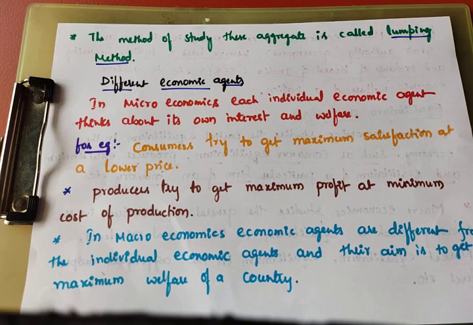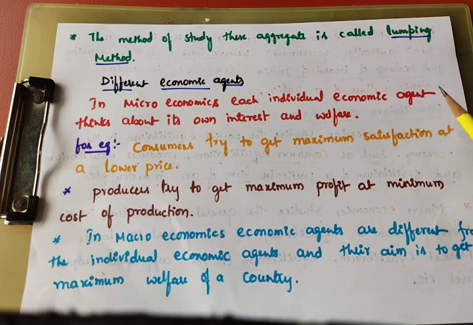Different economic agents. In microeconomics, each individual economic agent thinks about its own interest and welfare. For example, a consumer tries to get maximum satisfaction at a lower price. To get satisfaction, he has to purchase goods and services. While purchasing, the price should be minimized, according to him.